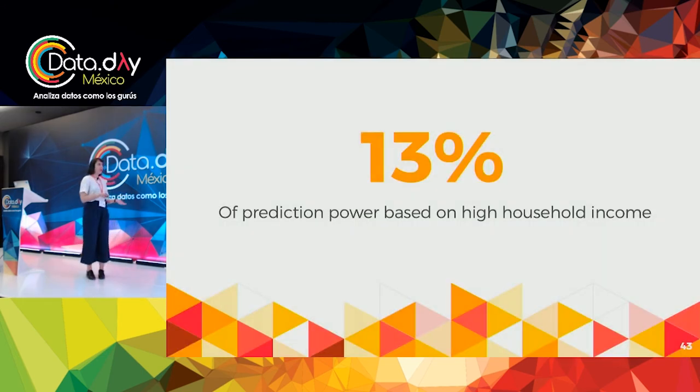But one thing that I noticed with the XGBoost model is that 13% of the prediction power was based on household income, and high household income. And that variable is average household being $200,000 of income or more. So if we're thinking about this and we're thinking, okay, we're trying to predict housing prices, and 13% of that price is determined by households that already have a high income, then we're valuating rich people's houses higher than lower income people's houses just because they're rich. So I would argue we don't really want that in our model. That doesn't create a fair model.